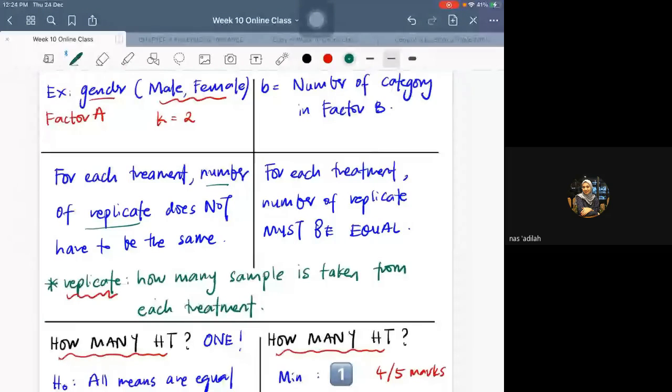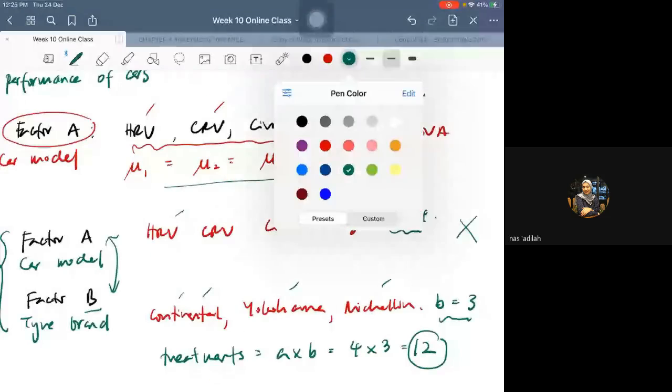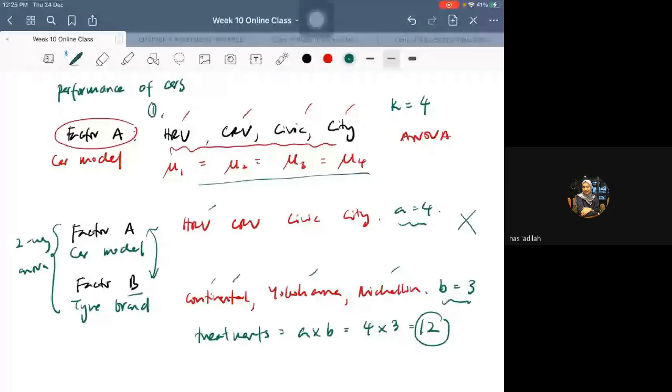For example, if I refer back to the previous example, for HRV I'm going to take the data from 4 cars: 1, 2, 3, and 4. From CRV, I'm going to take a sample from 3 different cars: 1, 2, and 3. For Civic, I'm going to take 2, 1 and 2. And for City, I'm going to take 4: 1, 2, 3, and 4. So this is going to be my replicates.